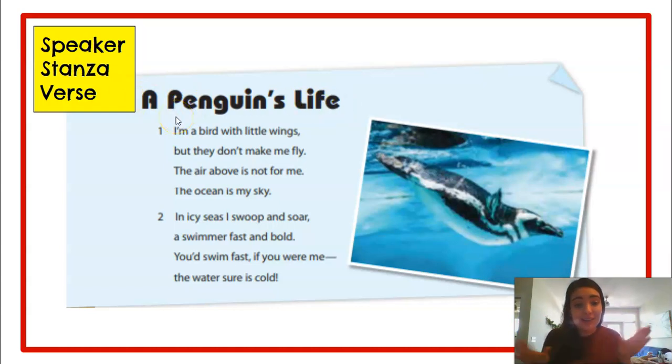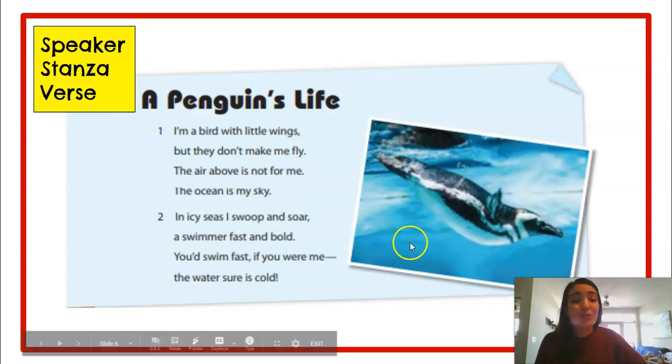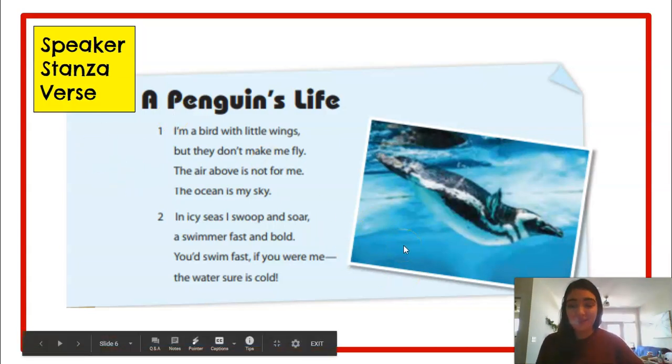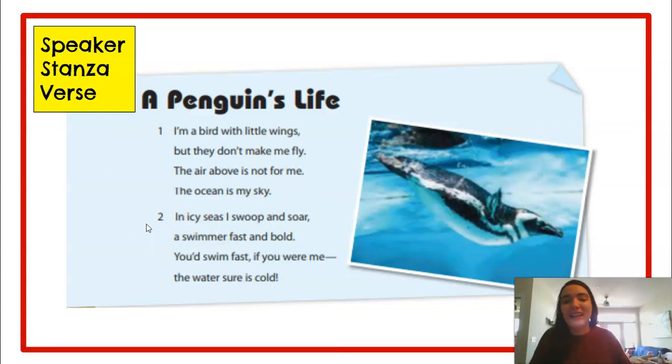I'm a bird with little wings, but they don't make me fly. The air above is not for me. The ocean is my sky. In icy seas I swoop and soar, a swimmer fast and bold. You'd swim fast if you were me. The water sure is cold.